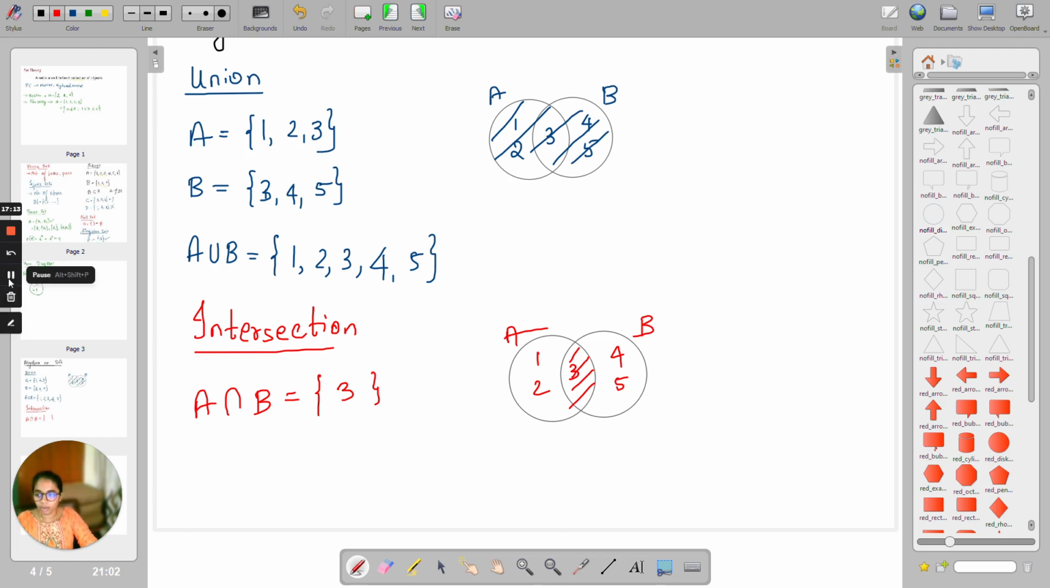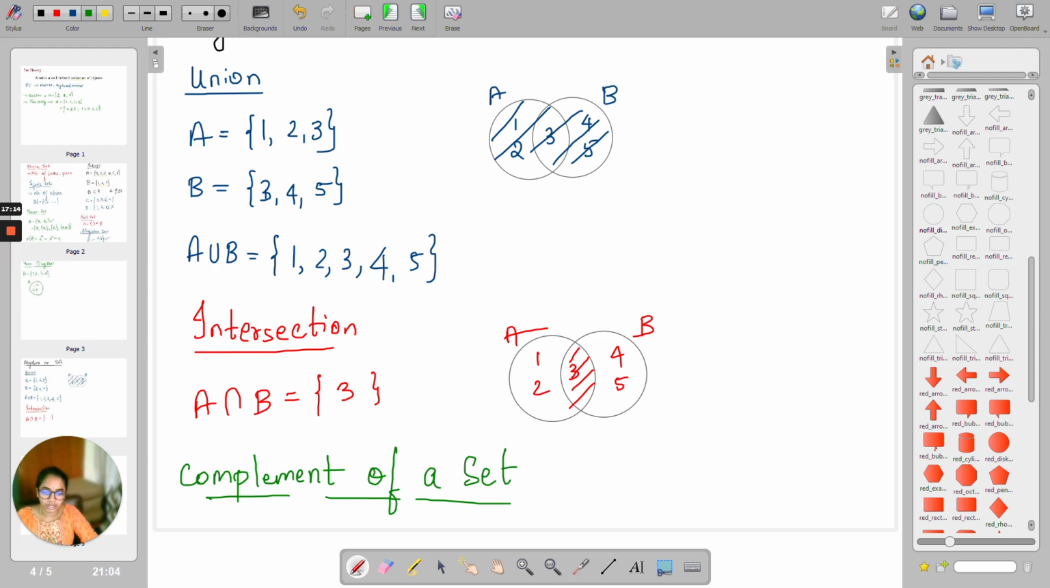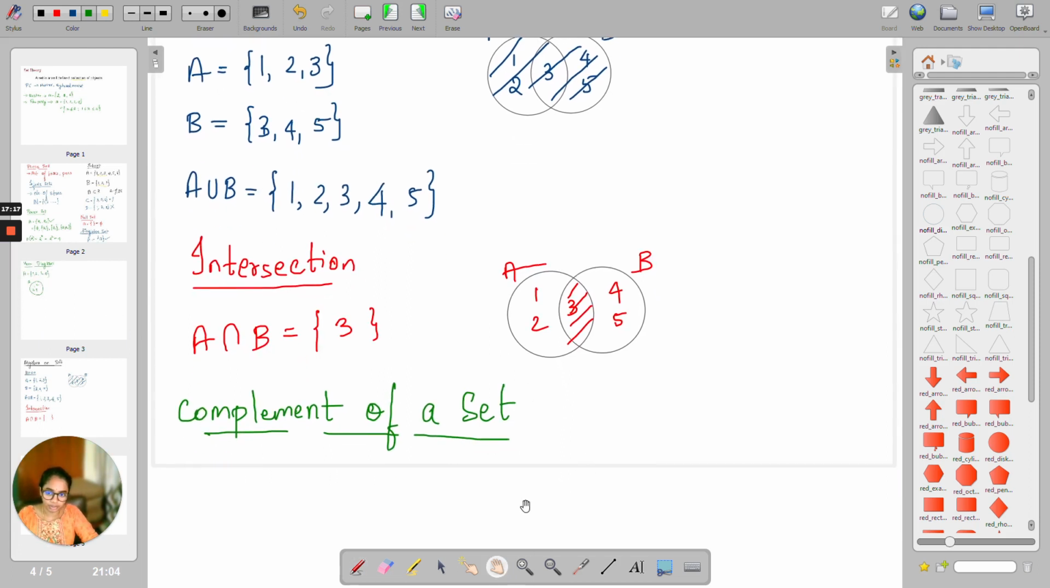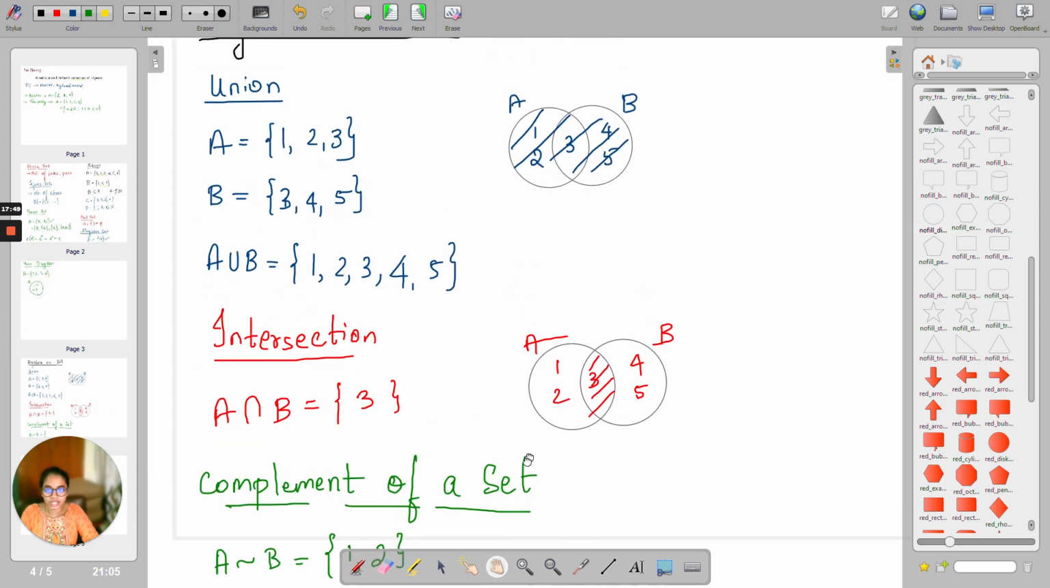Okay, now what is the complement of a set? Again, let me take the same example. Okay, so if I have to write A complement B, I would have to write like this. Okay, this symbol represents A complement B. So I'd have to write all the elements of A, but subtract the elements that are present in B. What I mean is, I would write only 1 and 2, but I wouldn't write 3 because that is present in B.